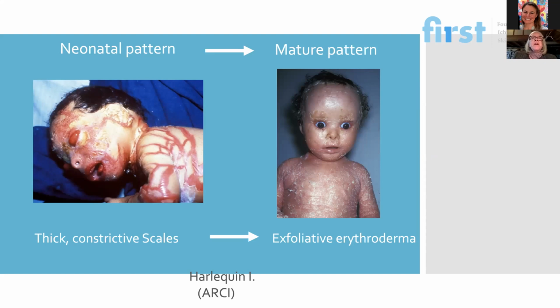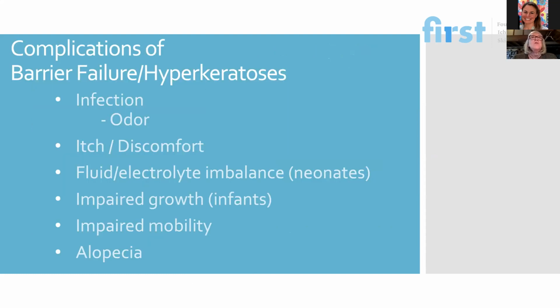But if they can be effectively managed through this fragile newborn period, the thick restrictive scales will be shed and replaced by a phenotype of redness or erythroderma and looser, flakier scaling, resembling congenital ichthyosiform erythroderma or CIE. Again, these changes reflect the response of skin to a dry environment with attempts to repair a defective water barrier, producing overproduction of epidermal cells and triggering inflammation. Next slide, please. Using this framework, let's consider the problems that individuals with ichthyosis may encounter.